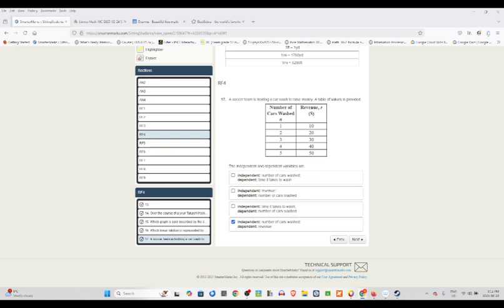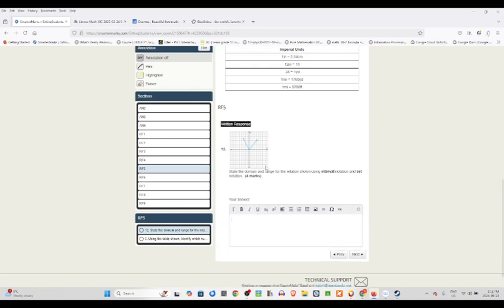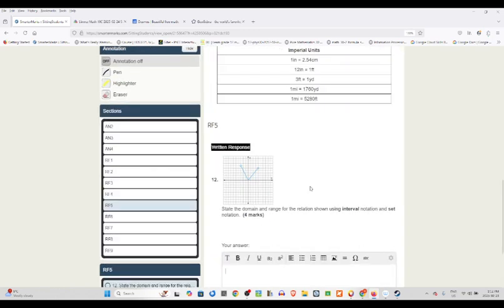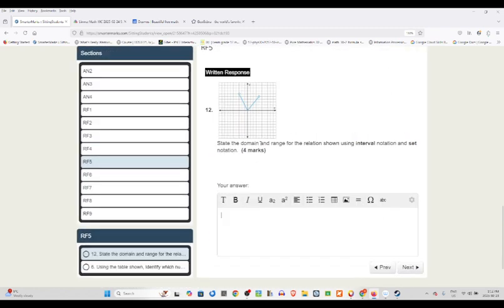So just, again, double checking our answer key. We should be okay. Let's see, yes, next question. State the domain and range for the relation using interval notation and set notation. I'm going to zoom in a little bit here so we can more accurately read it.